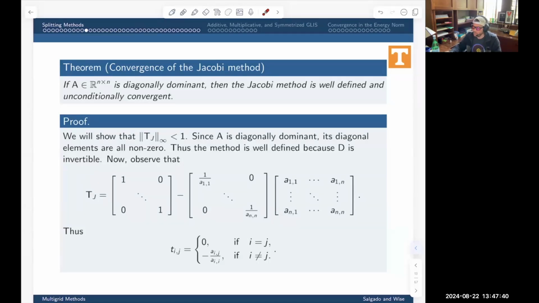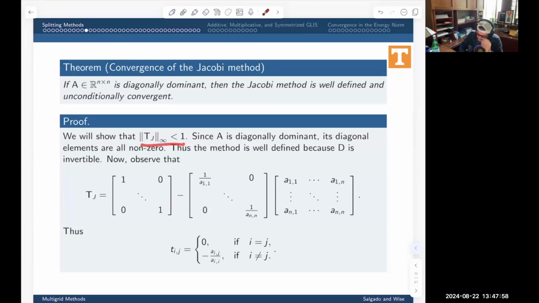When you assume that the matrix is positive definite, then oftentimes it's the 2 norm which is important. And sometimes other, quote unquote, energy or spectral type norms are more important. So here it's diagonal dominance, so we use the infinity norm.